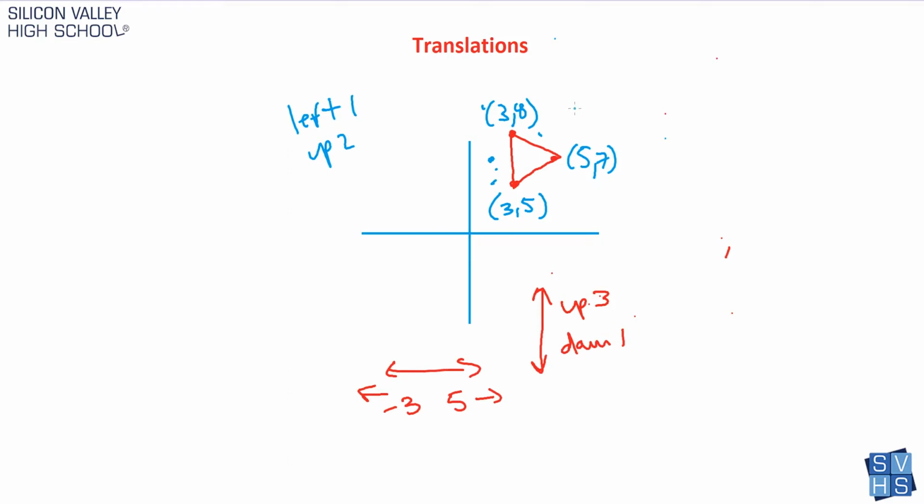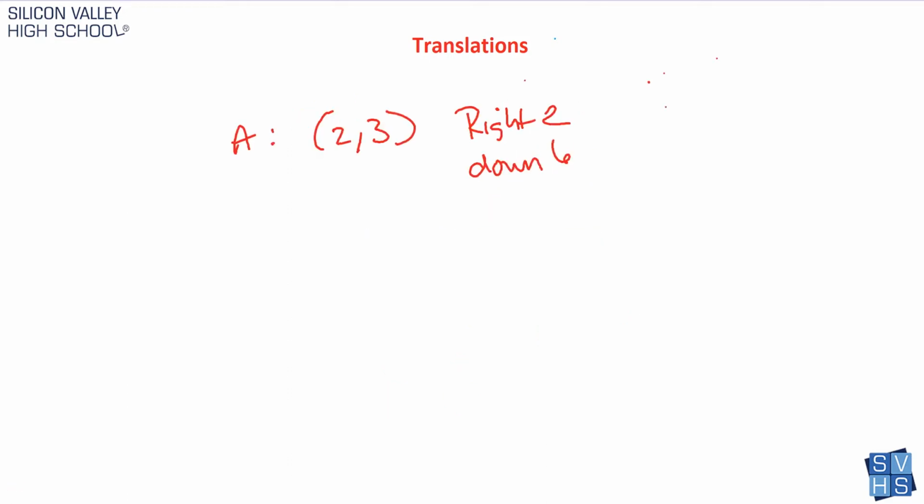So here's what I mean. Here's an example. If you had a point A that was at 2, 3, and they asked you to go right 2 and down 6 in order to find your new point, then the new point would be called A prime. That's the notation, that's the designation. After a translation, A now becomes A prime to show that it has been moved, right?